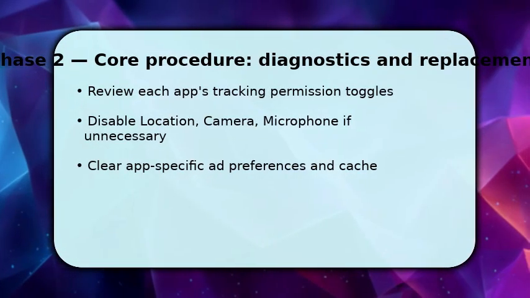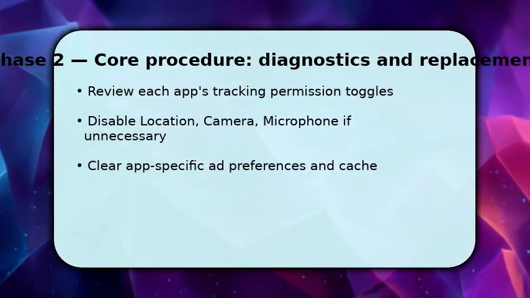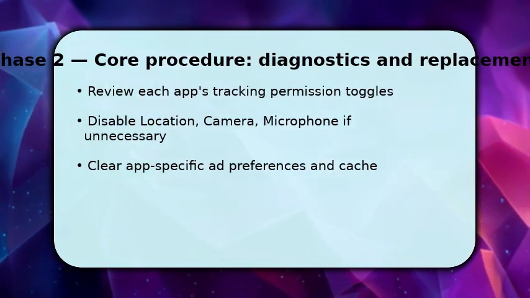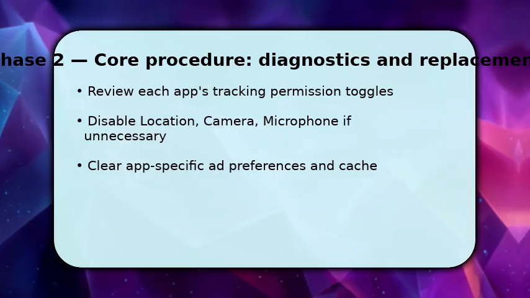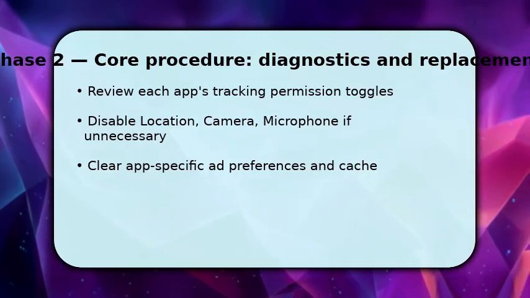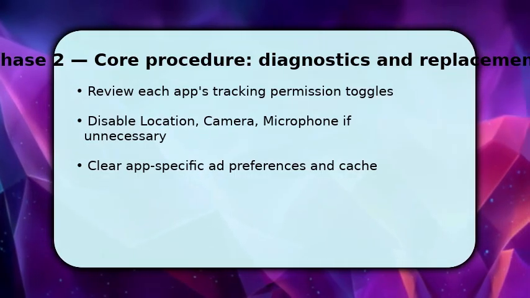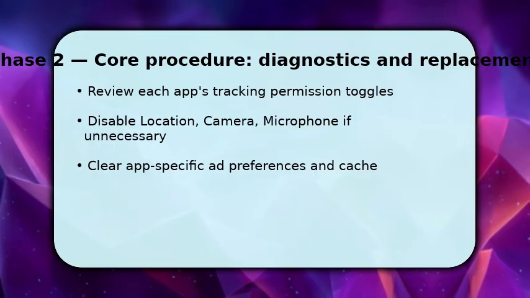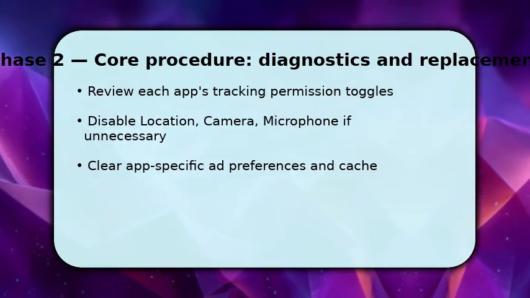You now review individual apps. In Settings, scroll to each app and check tracking, location, camera, and microphone. Disable any that aren't essential. Once done, open each app's internal settings and look for Ad, Analytics, or Personalized content toggles. Switch those off and clear the app cache or data when available.